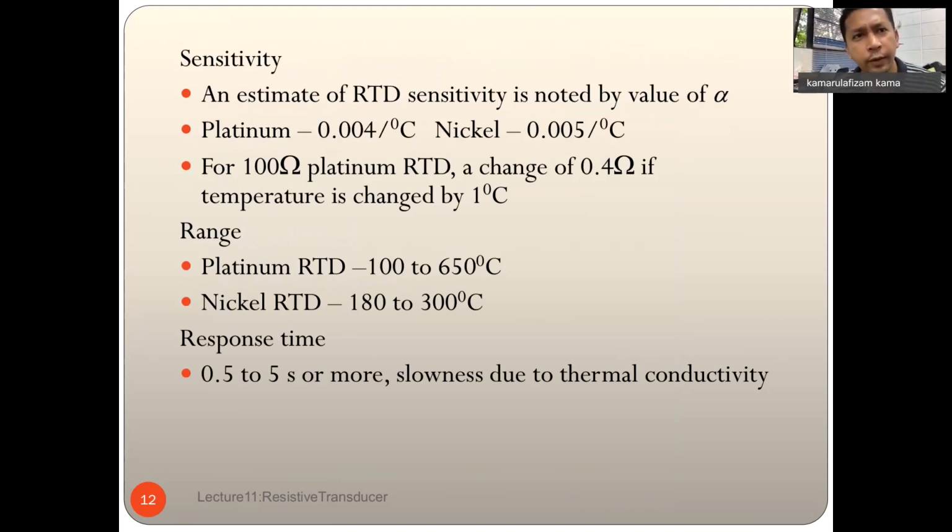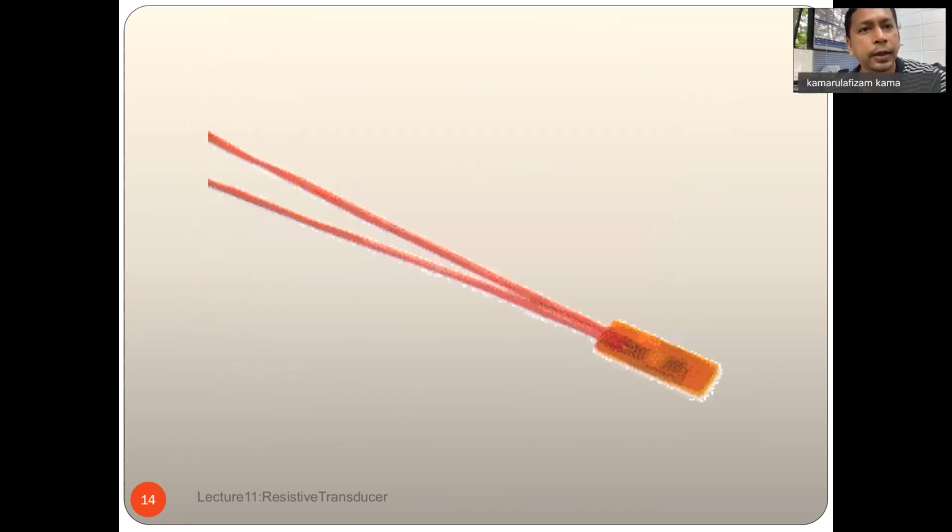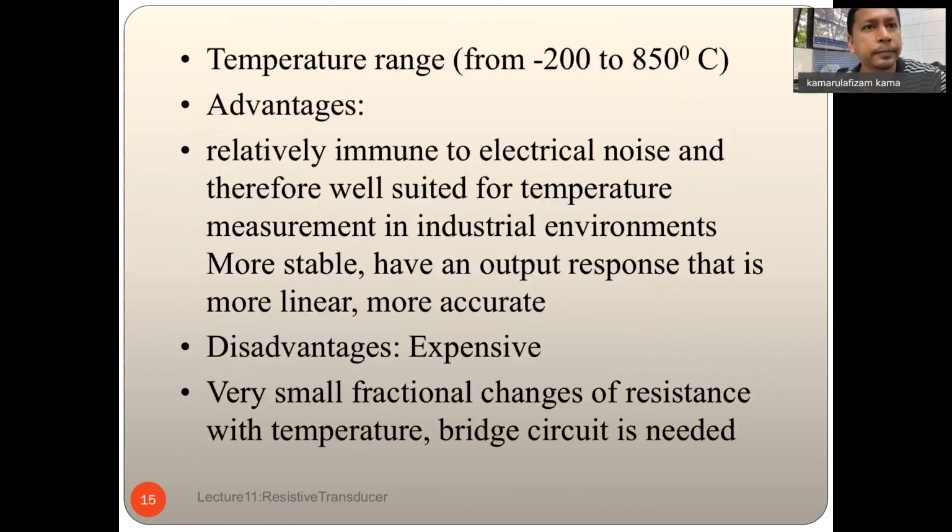Compared to the thermistor, you have an extended temperature range. For the thermistor, you can go maximum up to 110 or 120, but for this kind of sensor, the RTD, you can go up to 650, and for nickel you can go to 300. So it's a much higher temperature compared to the thermistor. Okay, that's the design more or less.